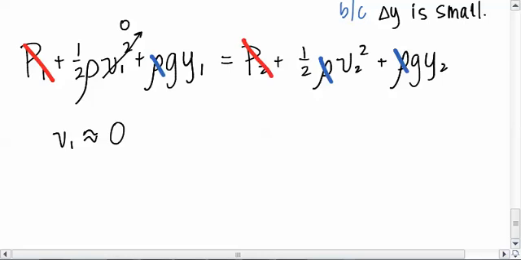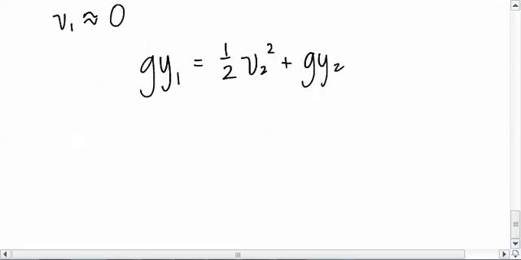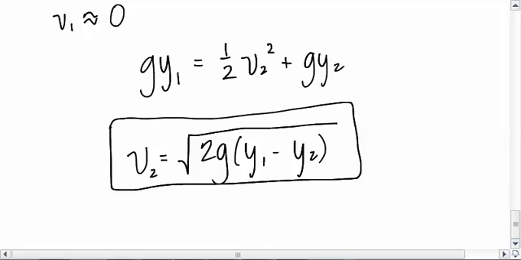So now we'll have g y1 is equal to 1/2 v2 squared plus g y2. So now let's solve for this velocity right here. Can I multiply by 2 on both sides? And then can I subtract g y2 from both sides? So would we be left with the velocity of the leak being the square root of 2g(y1 minus y2)? And that, boys and girls, is Torricelli's equation.